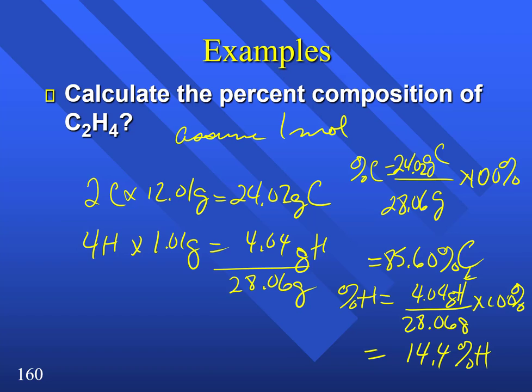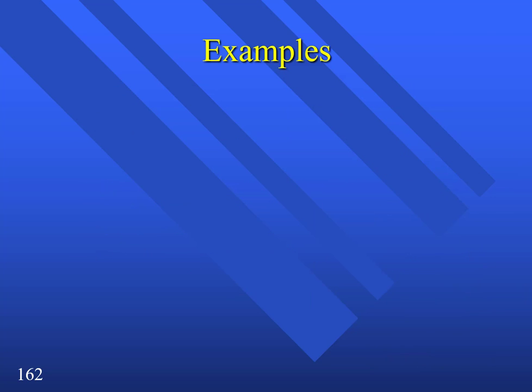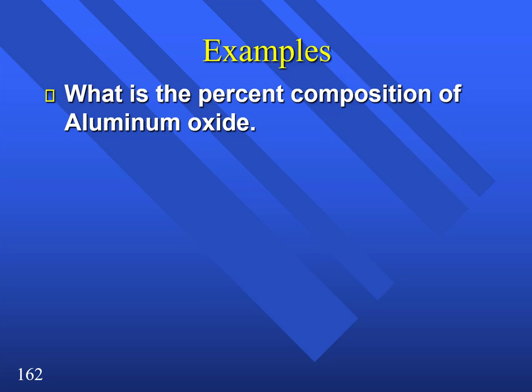I can't argue with your math. Now, if there's 3 different elements, you've got to do it 3 different times, so you'd have to figure out 2 and add them up and then subtract, and that wouldn't be worth your while anyway. Does that make sense? Okay. So what's the percent composition of aluminum oxide?